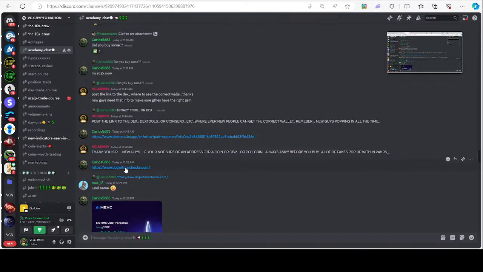All right. So basically, the dog one is an Injective one. So how you swapping that out? Is this even on DEXTools? So let me pull it up real quick.